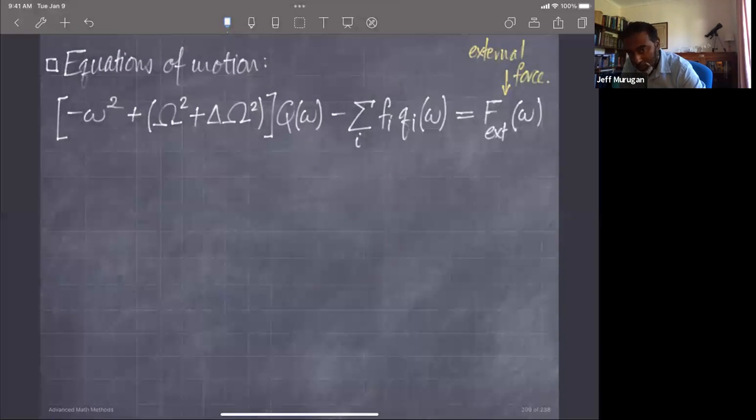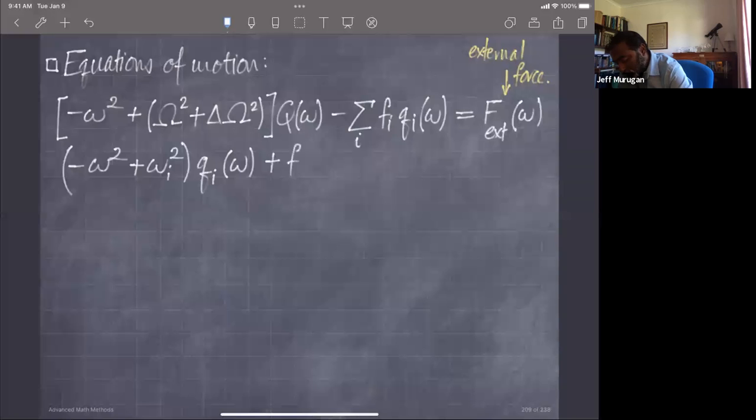And I have another set of n equations that come from the bath oscillators. And again, two derivatives pulls down a factor of i omega twice, plus omega i squared times qi of omega plus fi Q of omega equal to 0.